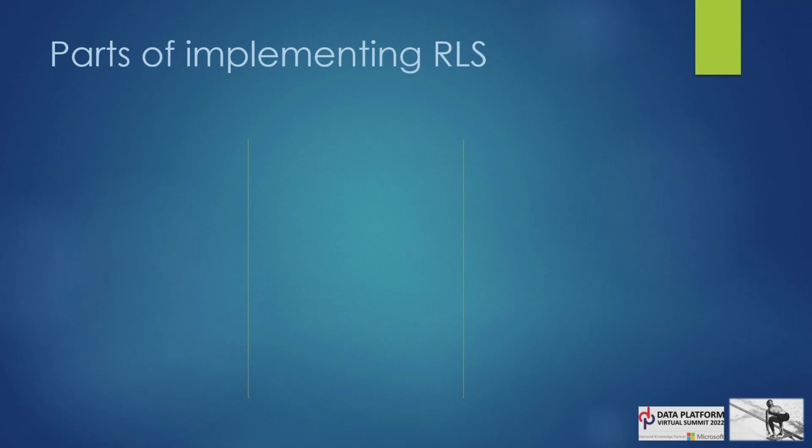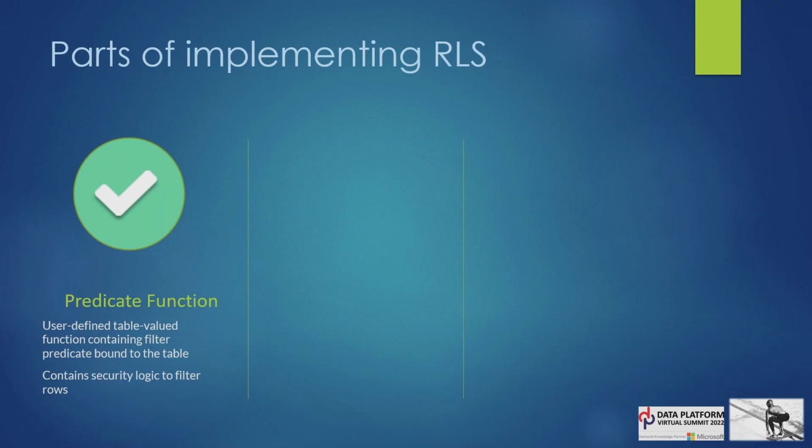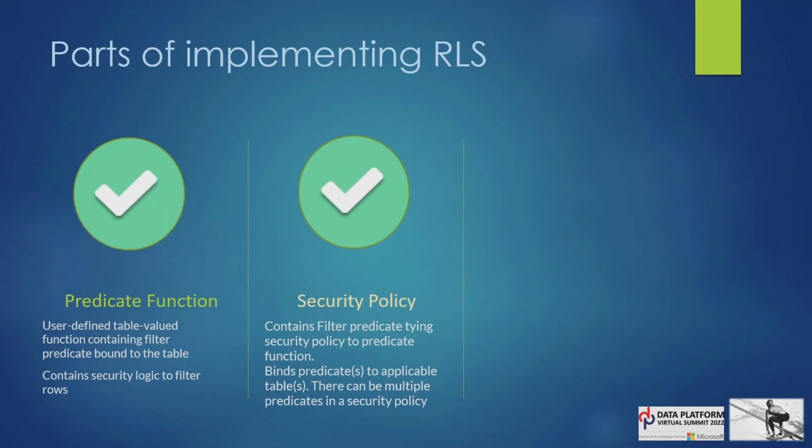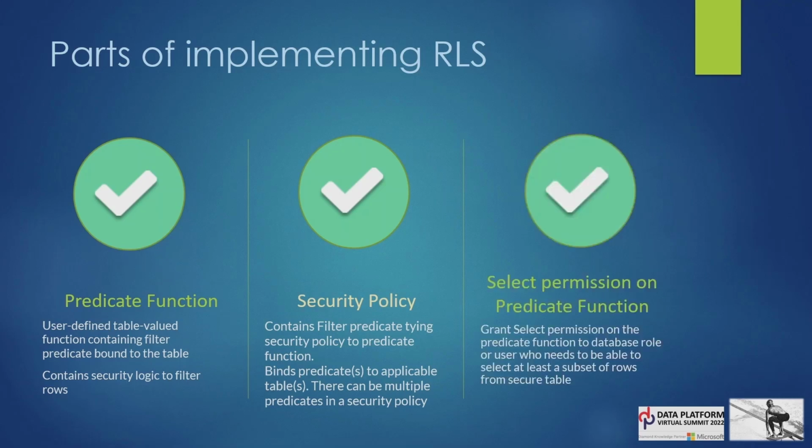What are the parts of implementing row-level security? First, there's the predicate function, a user-defined table-valued function that contains the filter predicate bound to the table. It contains the security logic that will be used to filter rows. The security policy is bound to this predicate function; it contains the filter predicate tying the security policy to the predicate function. It binds the security predicates to multiple or applicable tables. In fact, there can be multiple predicates in a security policy that could be applicable to different tables in the database. And finally, a select permission has to be given on the predicate function to database roles or users who need to be able to at least select a subset of rows from that secure table.